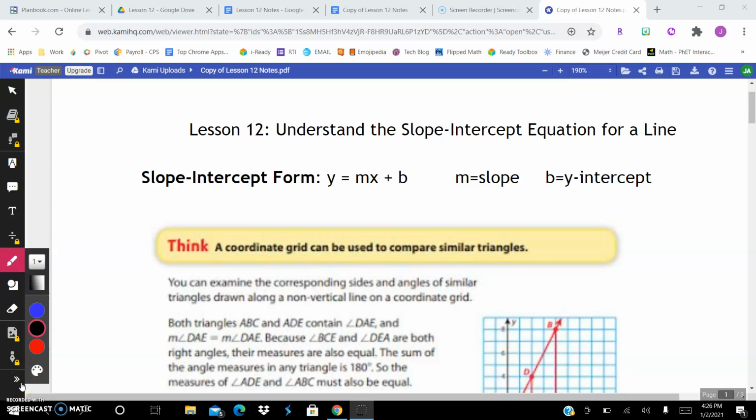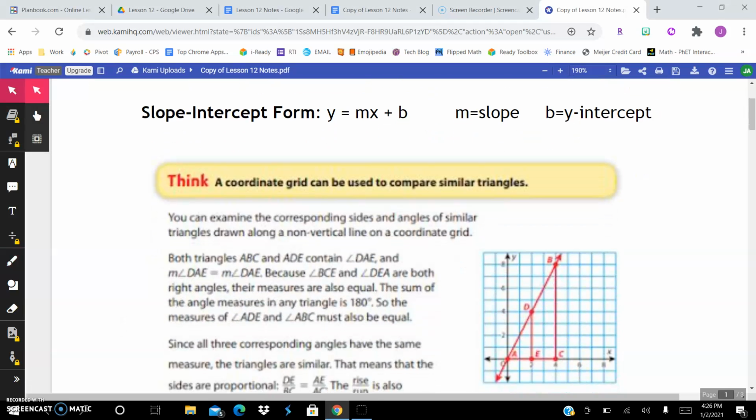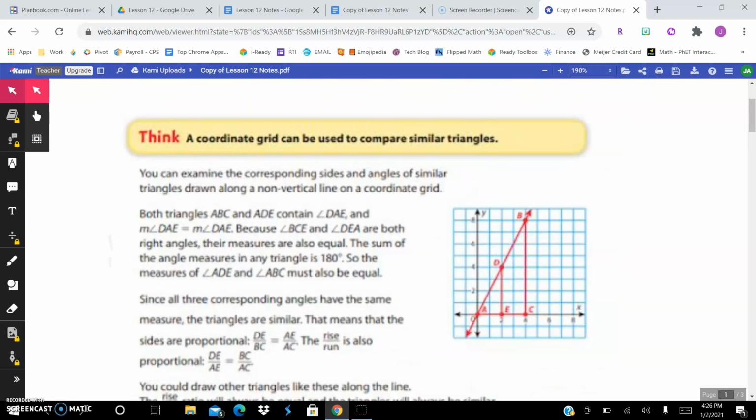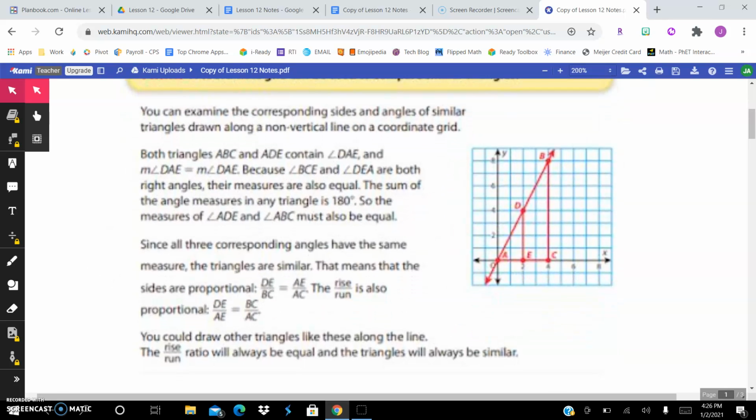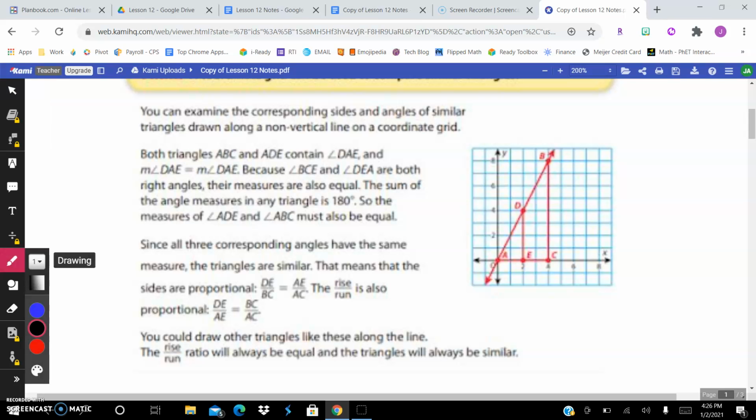For the beginning of lesson 12, we are going to begin to understand the slope-intercept equation for a line. So slope-intercept form is y equals mx plus b, where m is your slope and b is your y-intercept. And when you graph this, it's going to give you a straight line. And if you were to draw lines coming straight down off of your straight line, you are going to form similar triangles. And what that means is that the angle measures coming off of the lines of both triangles that form both triangles will be the same.